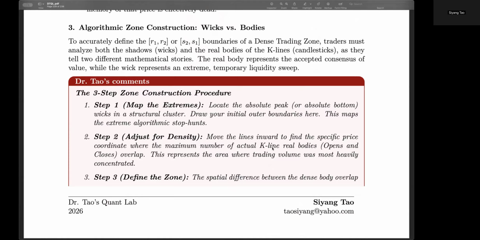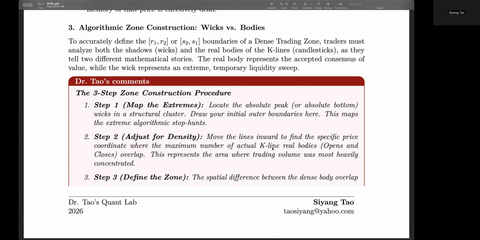Here is our three-step zone construction procedure. Step 1. Map the extremes. Locate the absolute peak wicks in a structural cluster. These are your outer boundaries, marking the extreme stop hunts.